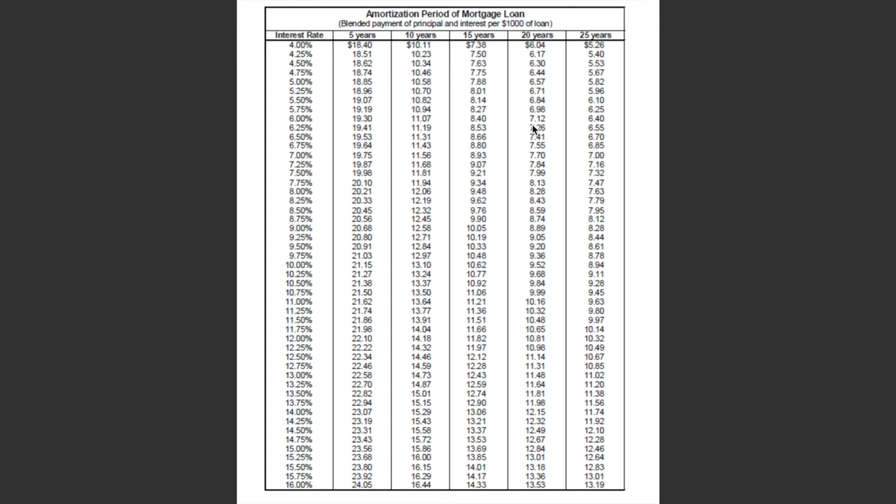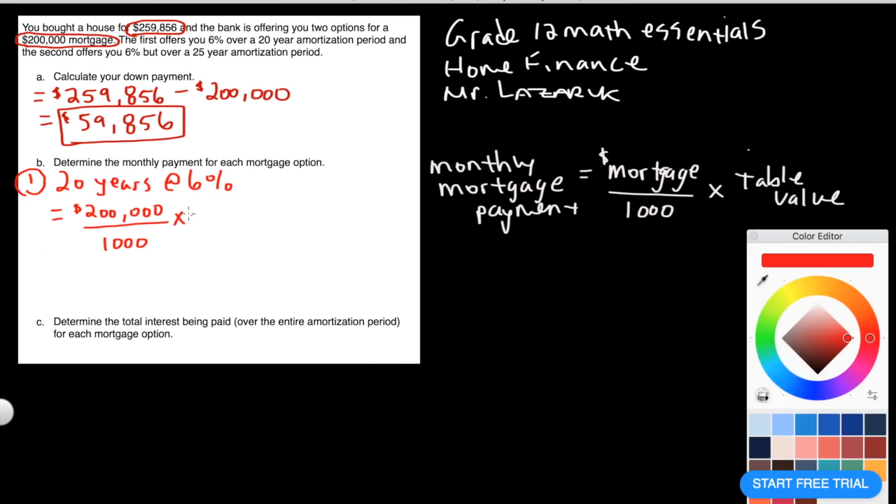Now, they could either give you a table and ask you to look for this number, or they could simply give you this number in the form of a sentence embedded in the question, and you need to pull that number out of the question and use it in your answer. So I'm going to multiply this by $7.12. This is how much money I'm paying per month for this first mortgage option.